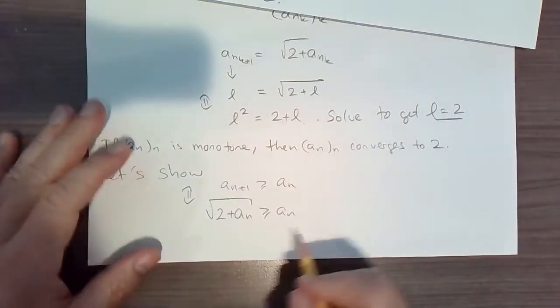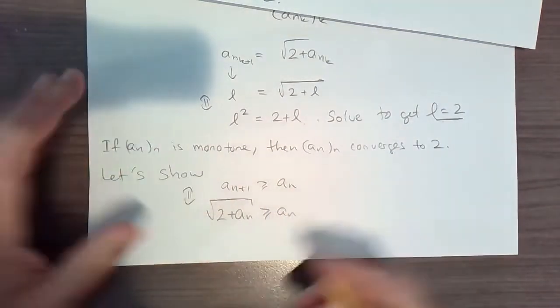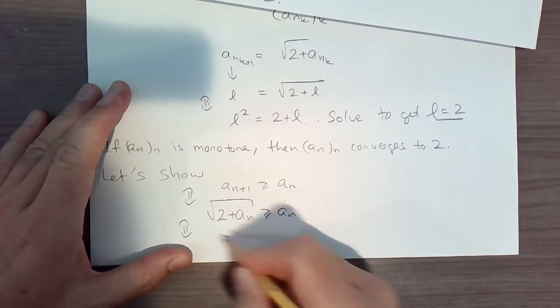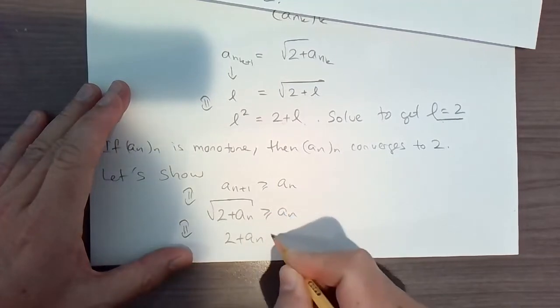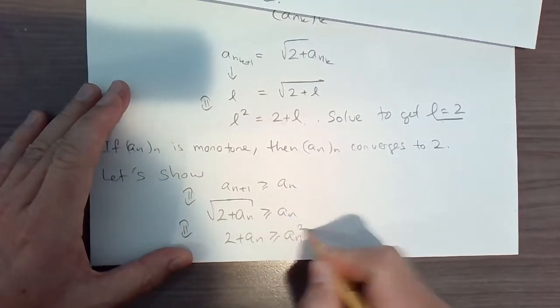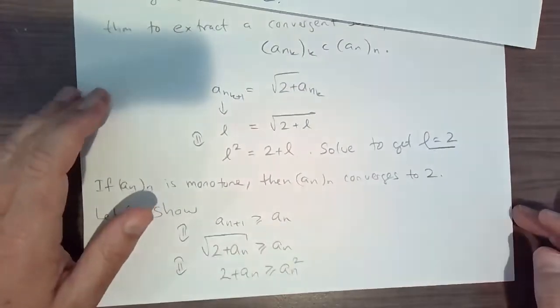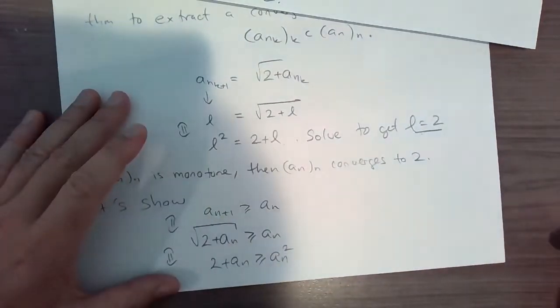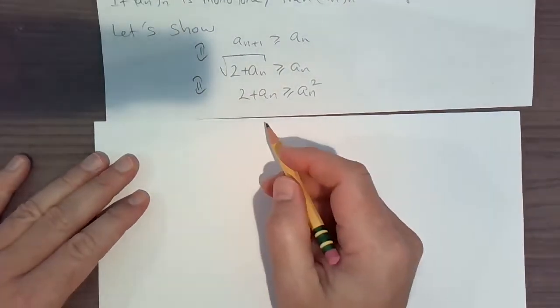But this one here is not bad, right? You have a square. The square root function is increasing. We move it to the other side, and I get 2 plus a_n is bigger than a_n squared. So how would all this look like? How would one argue that something like this is true?